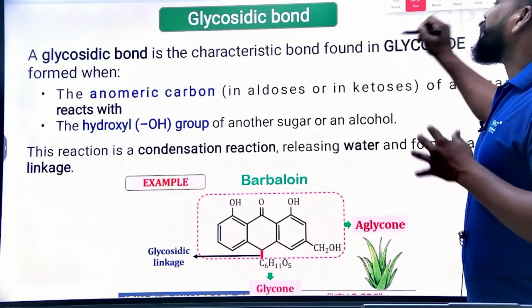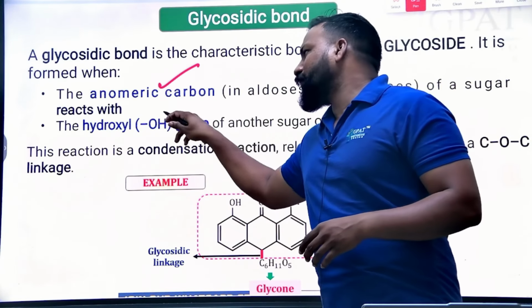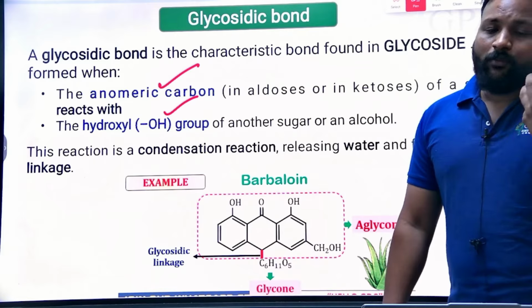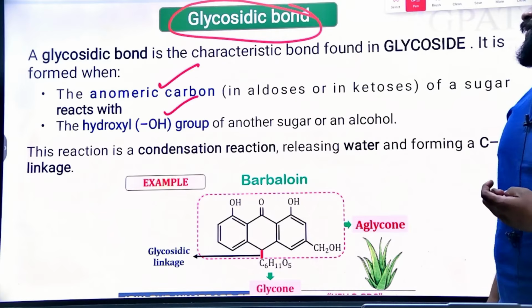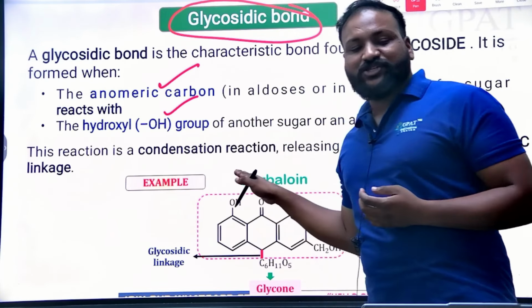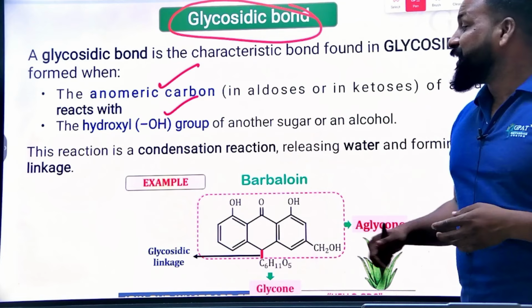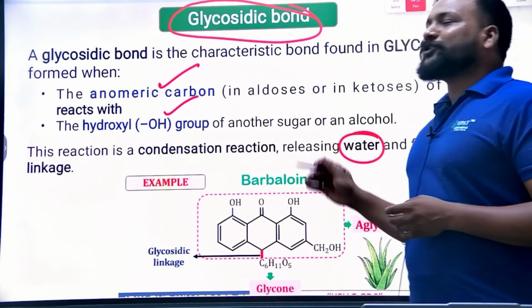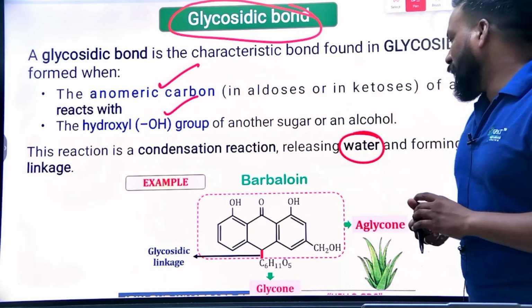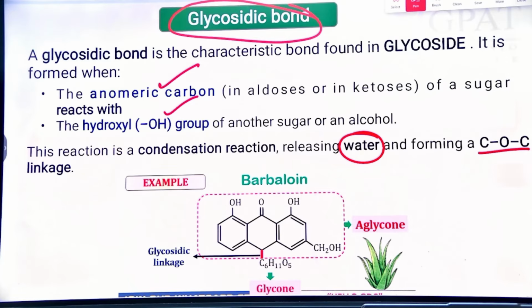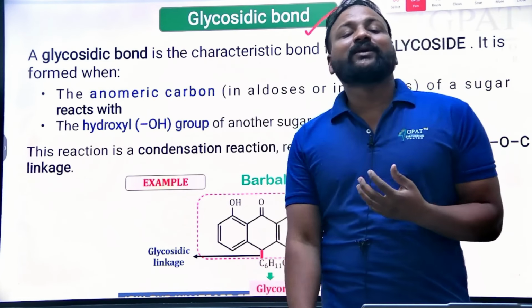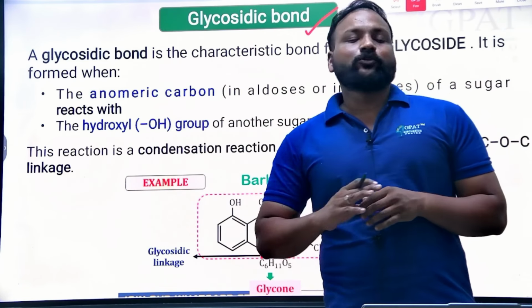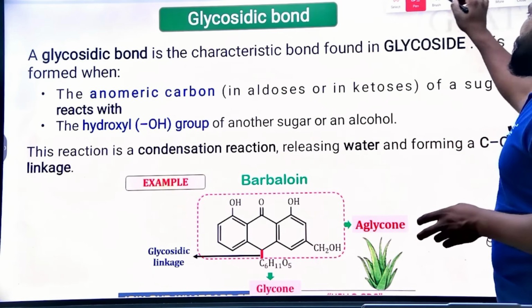Thereby they form a glycoside linkage. To remember, these are two very important moieties: the anomeric carbon and the hydroxyl group form the glycosidic bond. This reaction is a condensation reaction, releasing a water molecule, since hydrogen plus hydroxyl gives water. Forming the C-O-C linkage gives O glycosides, for example barbaloin. So remember that the glycosidic linkage is formed between the anomeric carbon and the hydroxyl group of the alcohol. That's the right answer.